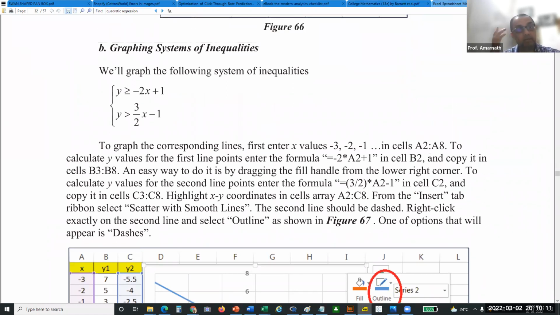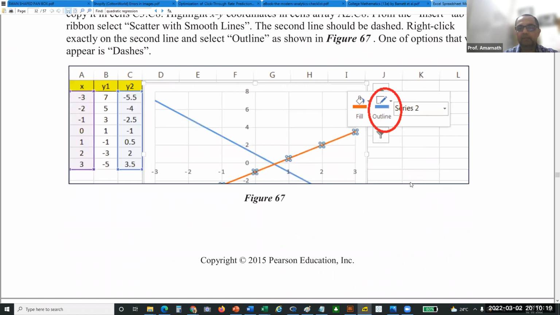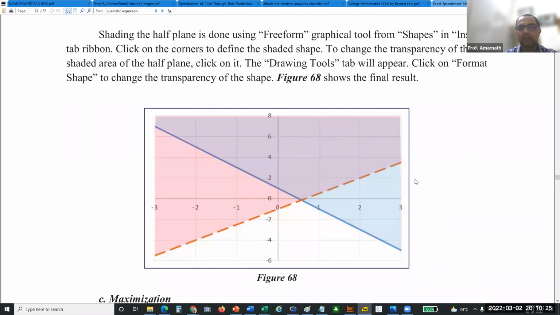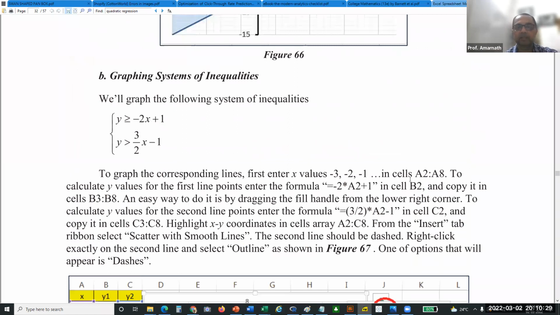There is one more thing given here. So you can please do this exercise, see what it comes to and interpret. Same thing, he uses formatting. And here remember, it is not one equation, it is a system of equations. So two equations are given. One is y greater than or equal to minus 2x plus 1. The other is y greater than 3 by 2 x minus 1.